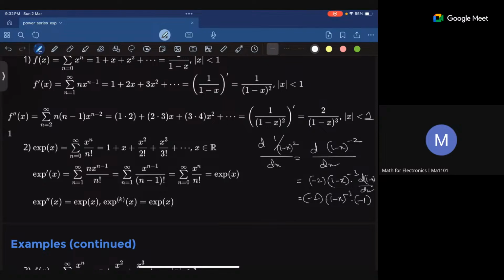And you can take derivatives again and again and again. You will get new power series and their corresponding function representation.